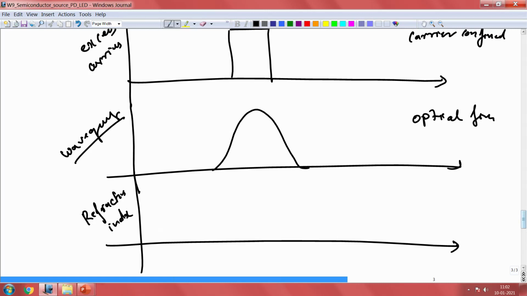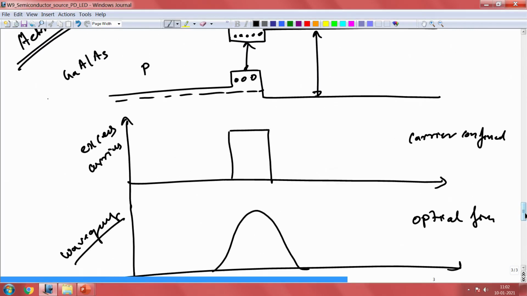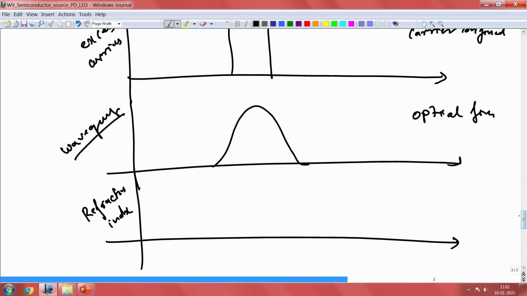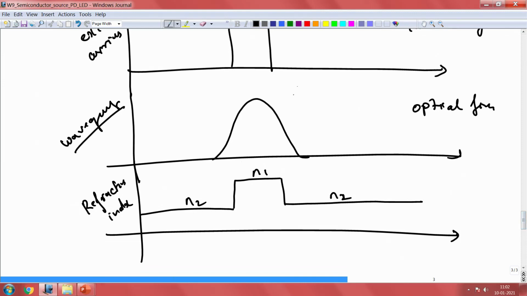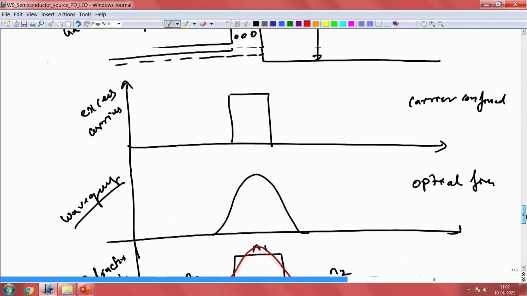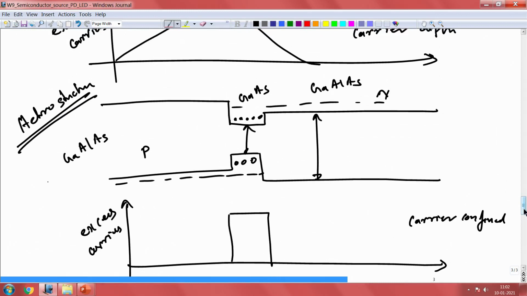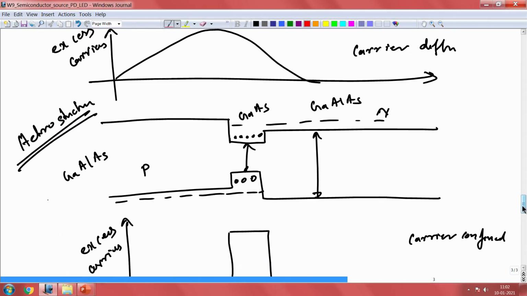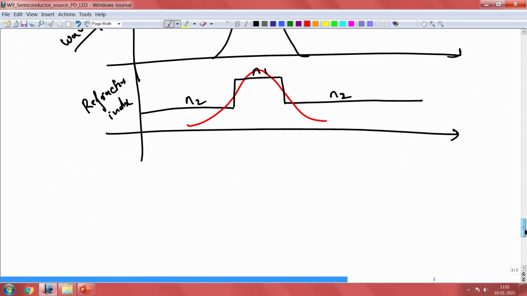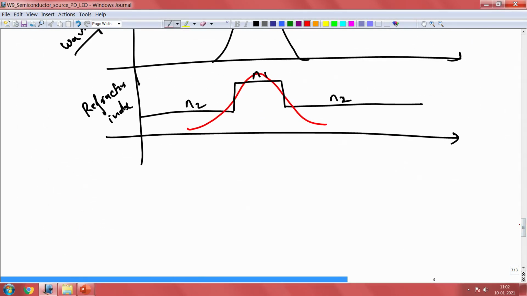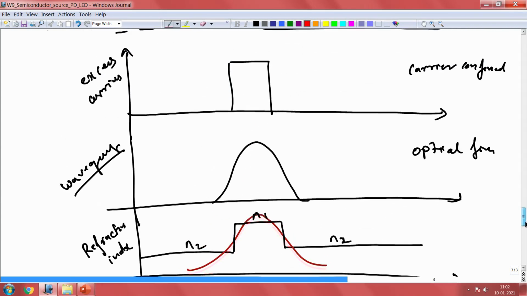So, the refractive index in this case will also follow the band gap here. So, you will have low index and then we have high refractive index like this. So, this could be N2, N2 and this is N1. So, as we all know that when there is an index contrast, you will have optical confinement in this region, and this is how we keep the light in this active region where you could efficiently generate light.